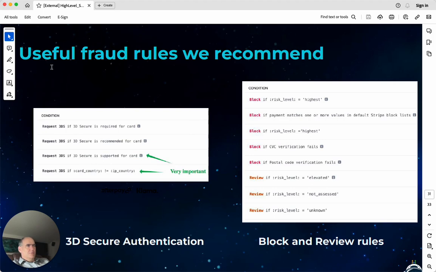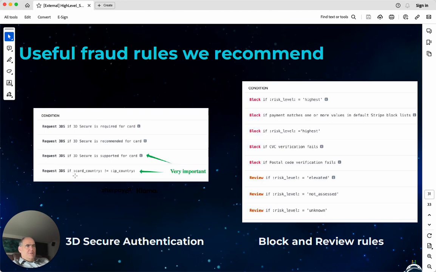These are some rules, and I don't know where to set these rules, these conditions, but it's called 3DS, it looks like. And I'm not sure what that is, 3D secure authentication. So 3-dimensional, I don't know. It looks like there's required for card, recommended, or is supported. So if it's supported on the card, then it looks like they're saying you should request the 3DS, the secure authentication, if it's supported on the card, which would cover recommended or required. So if it's supported, then that should cover that.